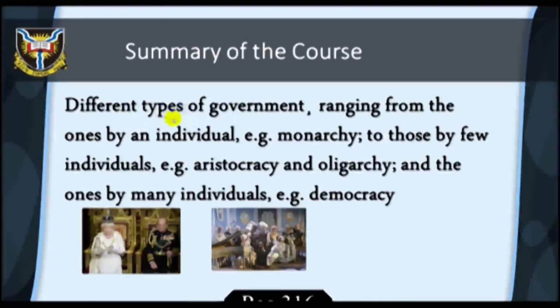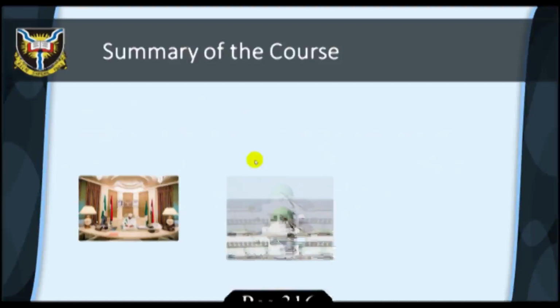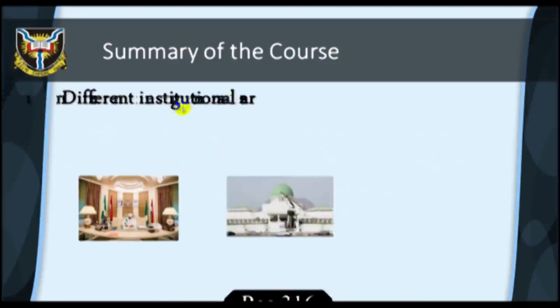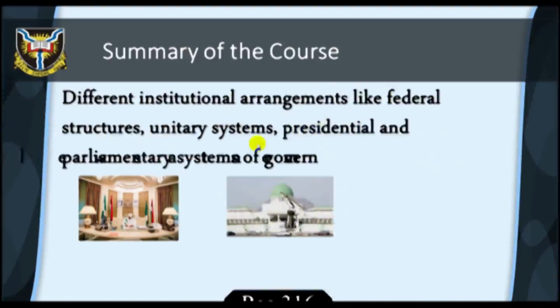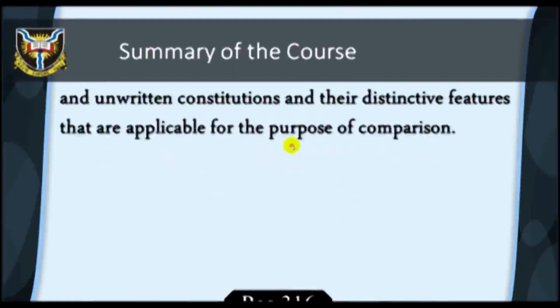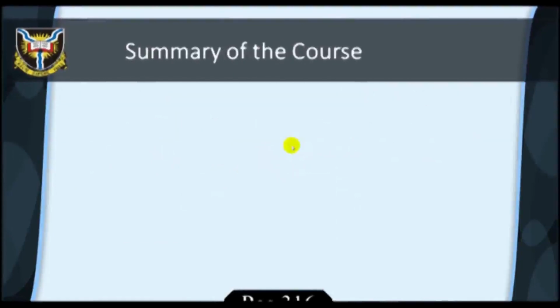In Lecture 8, we selected different types of government, ranging from the ones by an individual, such as monarchy, to those by a few individuals, like aristocracy and oligarchy, and the ones by many individuals, such as democracy. Also, we analyzed different institutional arrangements like federal structures, unitary systems, presidential and parliamentary systems of government, as well as written and unwritten constitutions and their distinctive features that are applicable for the purpose of comparison.